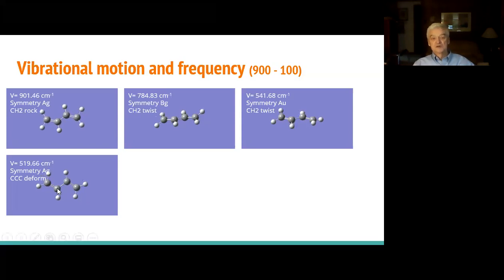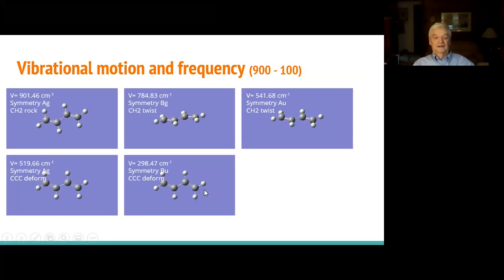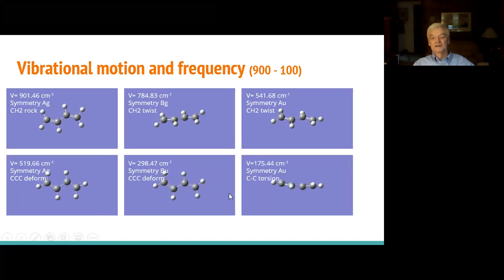Notice this one is mostly a carbon-carbon-carbon angle bending. So this angle right here and that angle right there are bending. And this might be the lowest vibration. It's kind of bending around the middle. Well, one more, torsion. Okay, this is totally out of plane. It's basically trying to rotate around the single bond.